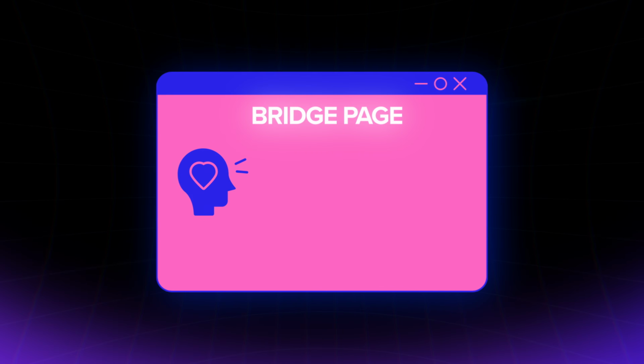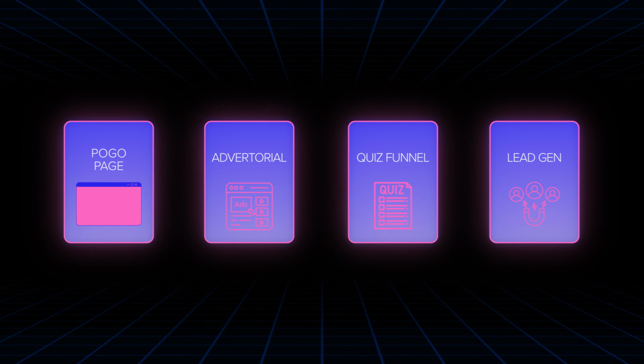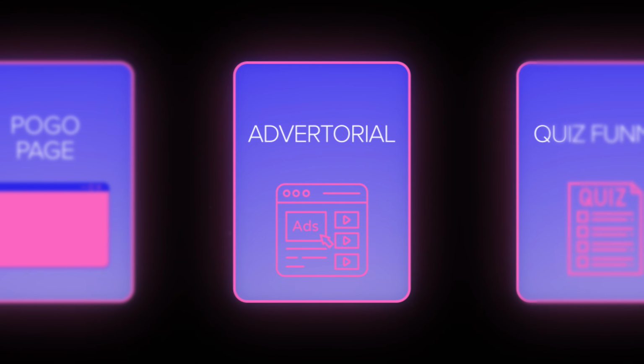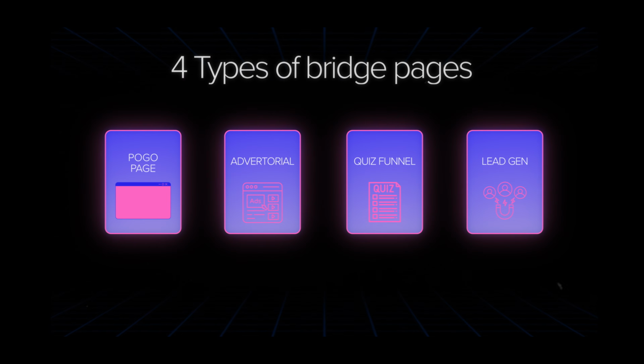But when it's done right, the bridge page will warm people up, build trust, and make that click to the sales page feel natural. So in this video, I'm gonna break down 4 bridge page types that work for affiliates: pogo pages, advertorials, quiz funnels, and lead gen pages, and show you exactly when to use each one. By the end of this video, you're gonna know how to match the right bridge page to the right offer so your affiliate funnel actually converts.